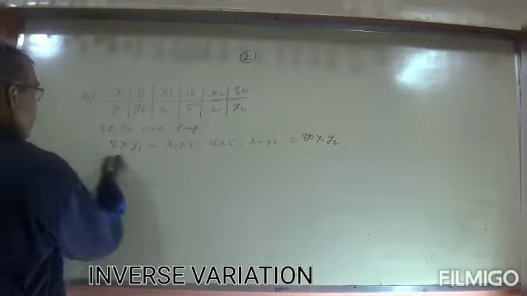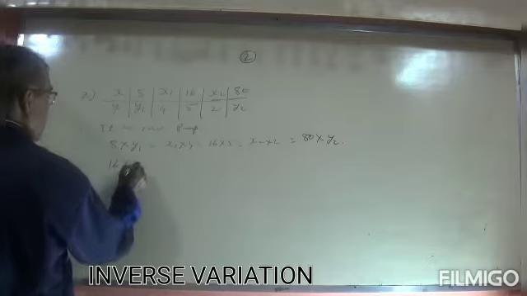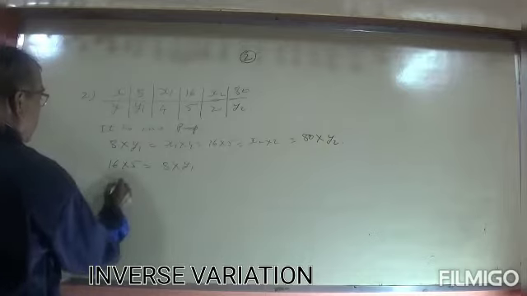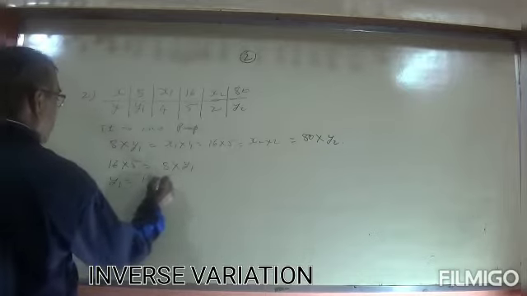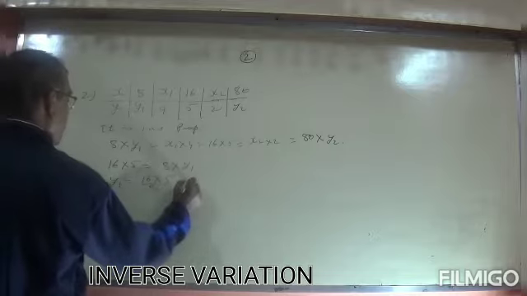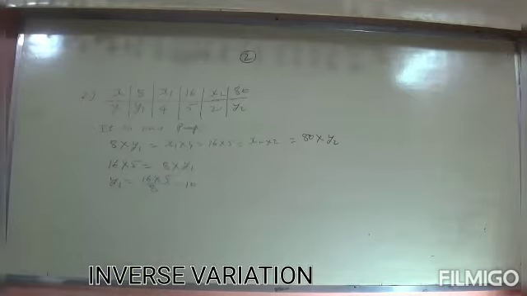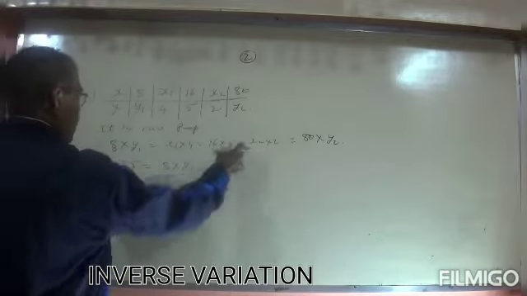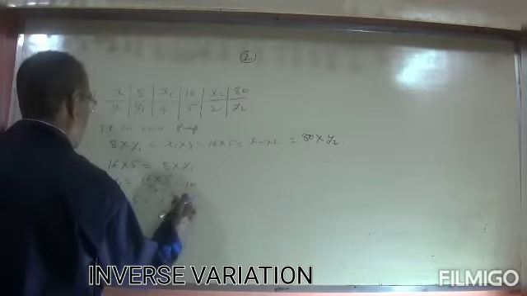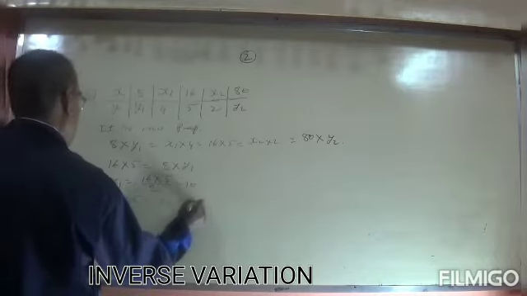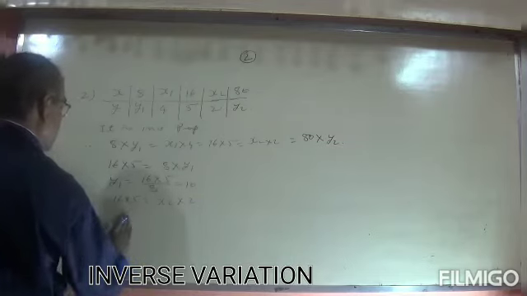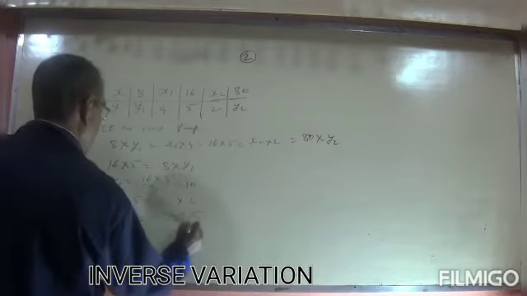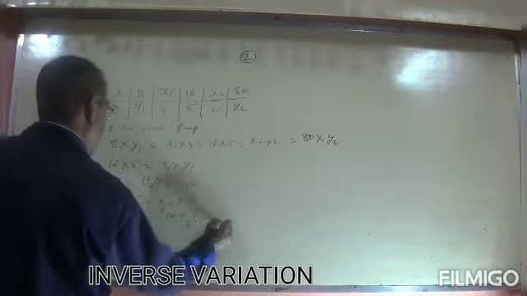First of all, 16 into 5, I am going to equate with the first pair, 8 into y1. Therefore y1 is equal to 16 into 5 by 8, which is 8 2s are 16, so 10. Similarly, 16 into 5, pairing this one with x2 into 2. Therefore x2 will be equal to 16 into 5 by 2, that is 8 5s are 40.